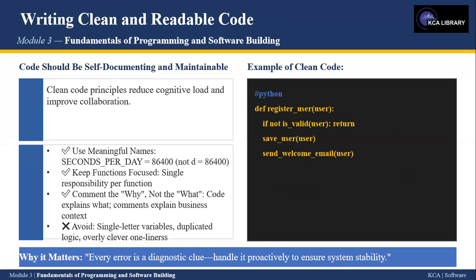Code is read far more often than it is written. Clean code isn't just about functionality, it is about communication. Use meaningful variable names, stick to consistent indentation, and follow the style guide specific to your language, like PEP8 for Python. If your code requires comments to explain what it is doing, it might be a sign that you need to refactor the code to be clearer.